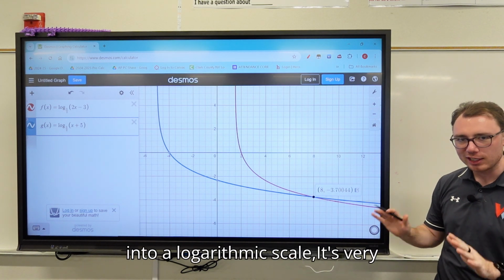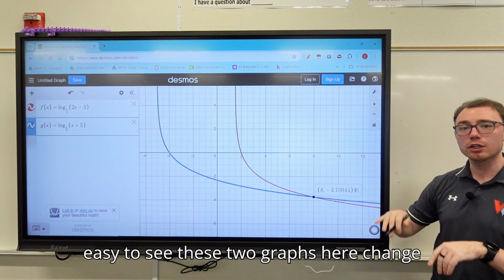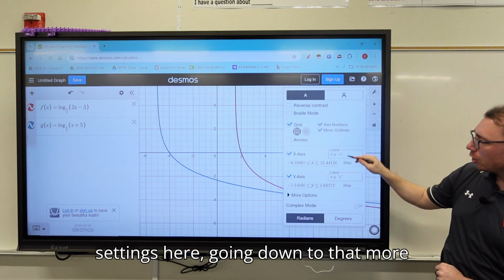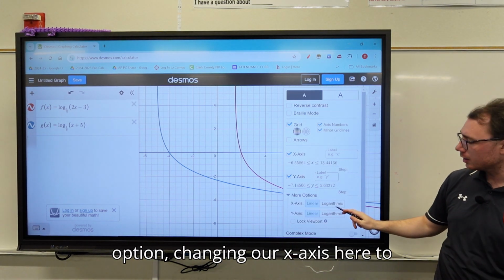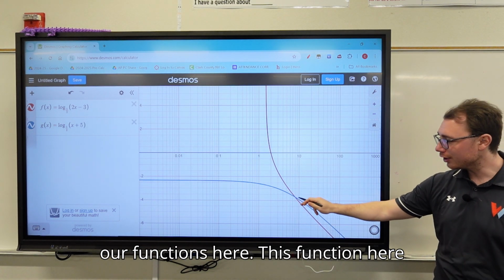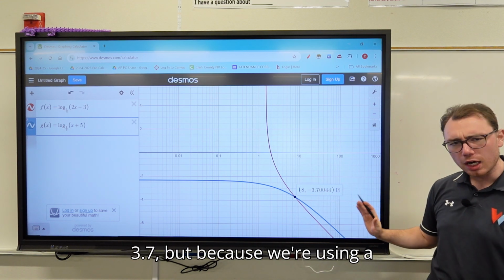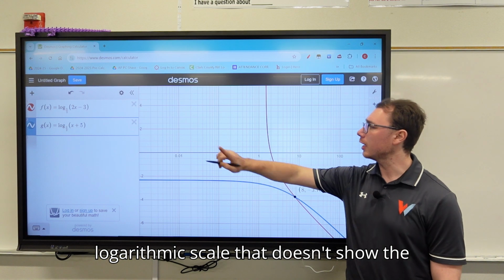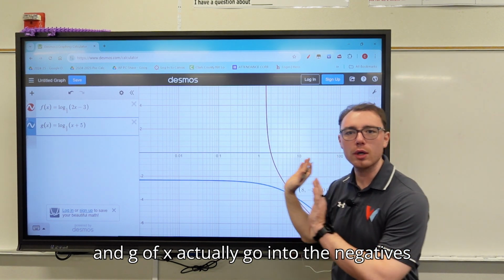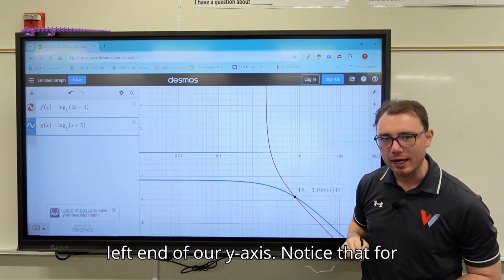But when we change our x scale here into a logarithmic scale, it's very easy to see these two graphs change to that linear function. We go to the settings, going down to that more option, changing our x-axis to logarithmic, and notice what happens to our functions here. This function still crosses at x, negative 3.7, but because we're using a logarithmic scale that doesn't show the negative values, where both f of x and g of x actually go into the negatives, we don't see what happens on the left end of our y-axis.